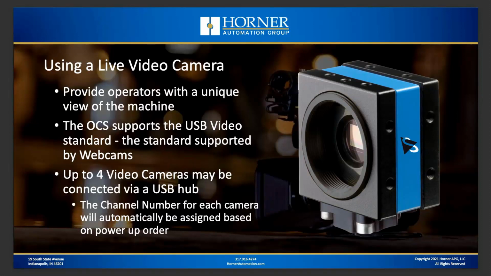Technically, you can have up to 4 video cameras connected to an OCS through a USB hub, and up to 4 channels can be switched between by the OCS. However, keep in mind that the video channels assigned to each camera are going to be assigned automatically based on the order in which they power up. So if they don't always power up in the same order, it can be tricky figuring out which camera is which. So in most applications with USB live video, you're going to be talking about a single camera.